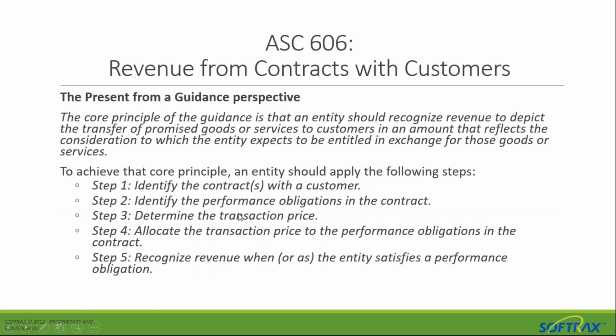All right. So just a brief review of ASC 606. The core principle of the guidance is that an entity should recognize revenue to depict the transfer of promised goods or services to customers in an amount that reflects the consideration to which the entity expects to be entitled in exchange for those goods or services. To achieve that core principle, an entity should apply the following steps. And this outlines pretty much what, Tim, you already went through in terms of deciding how you're going to manage this entire process.